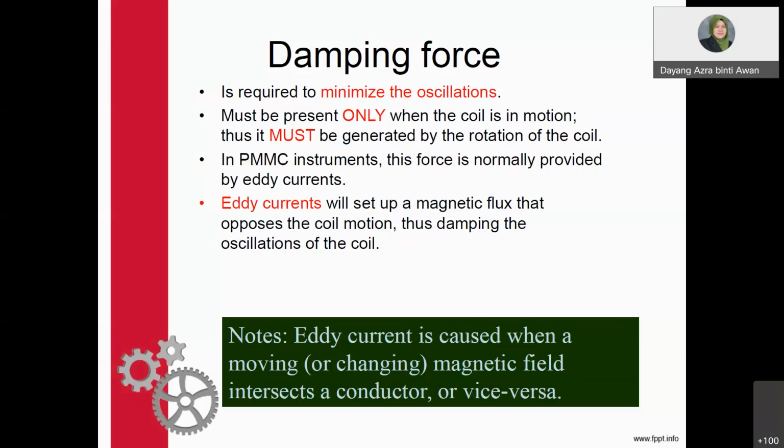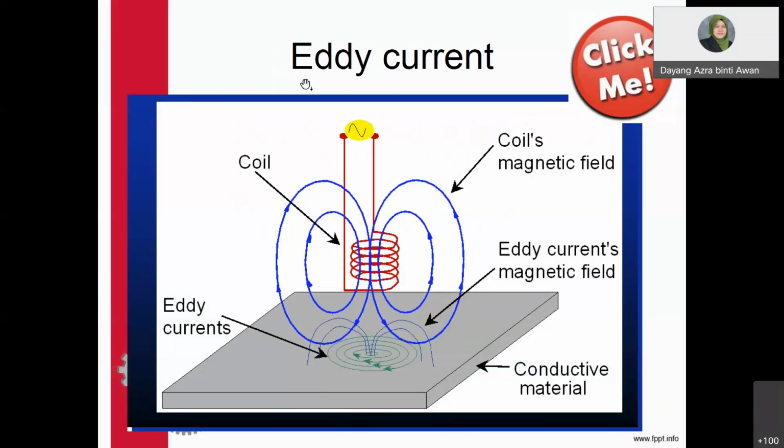So in PMMC instruments, this force is normally provided by eddy currents. So eddy currents will set up a magnetic flux that opposes the coil motion, thus damping the oscillations of the coil. Okay, so this is how it looks for the eddy current. Here you can see your current from point A to point B. So this is where your coil magnetic field occurs. And from here, through the existence of your conductive material, this is where the eddy currents occur. And from here also, we know that the eddy currents can produce a magnetic field. So the induction of the magnetic field will give you some results of your current later. Okay.